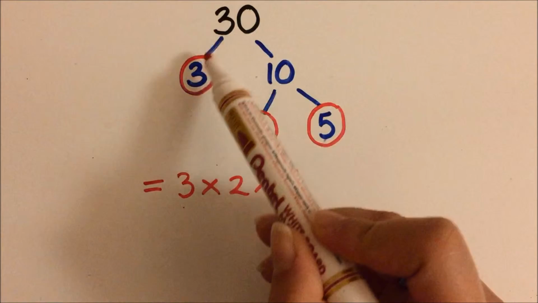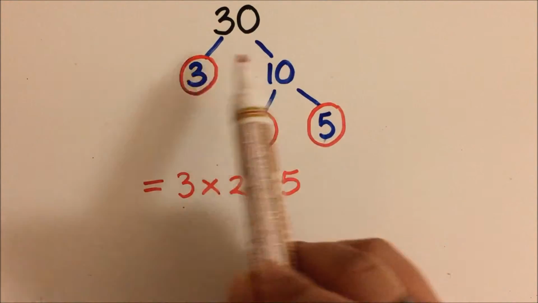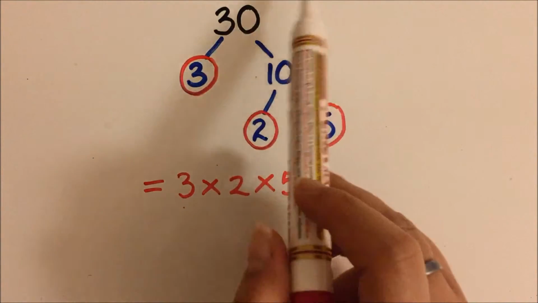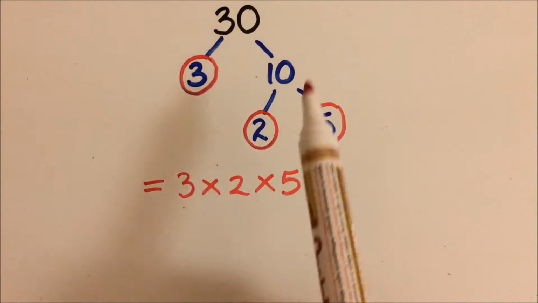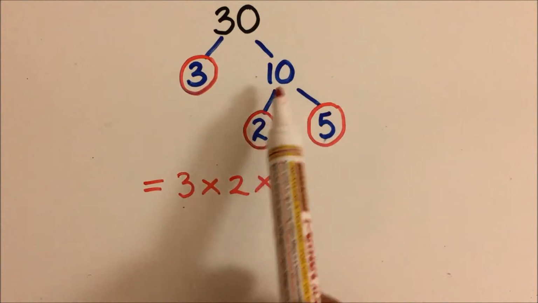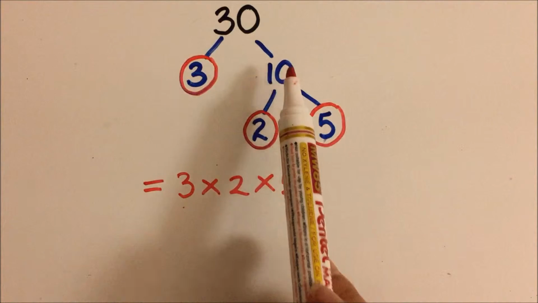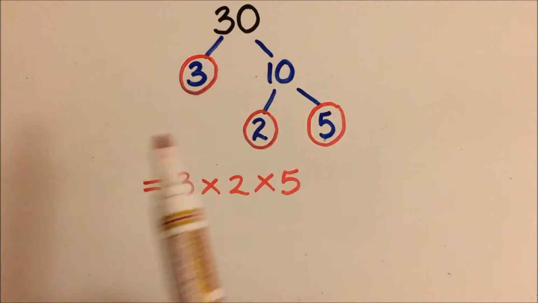But at every stage, you need to be careful. Whenever you're doing a branch, the two numbers need to multiply to give the number above. So 3 times 10 gives 30. And in this case, these two branches are coming off 10. Therefore, we needed to find two numbers that multiply to give 10.